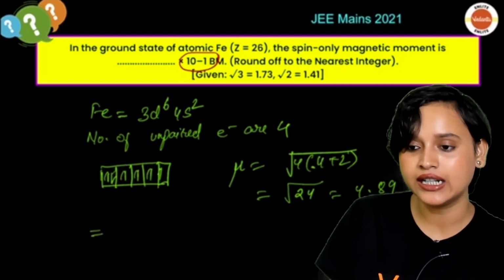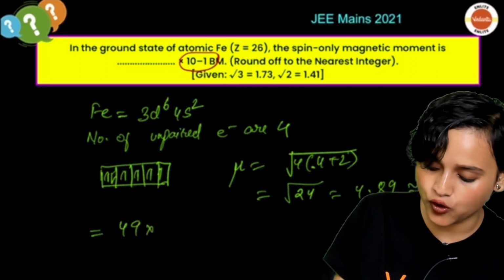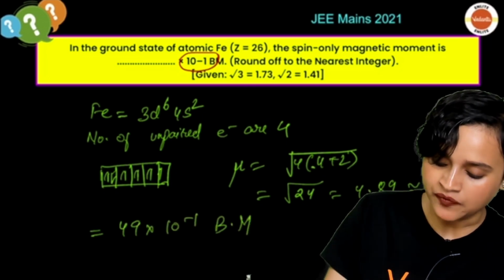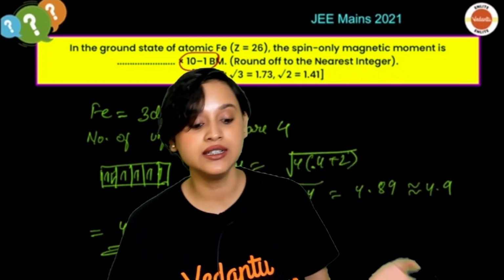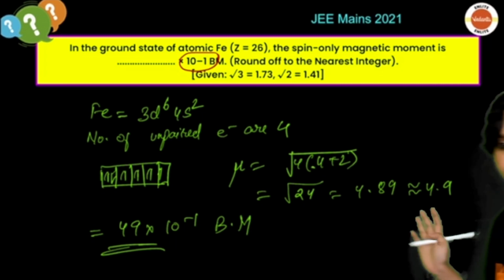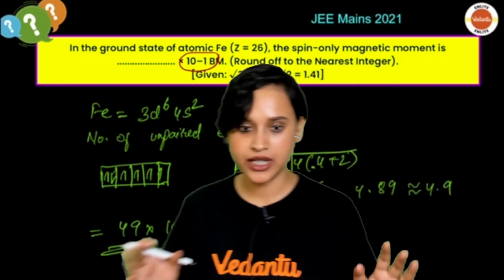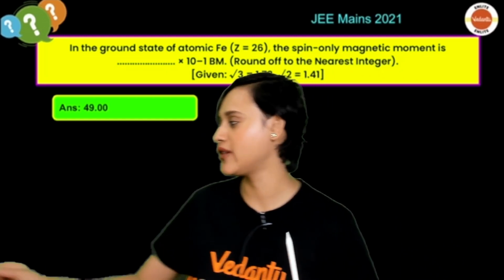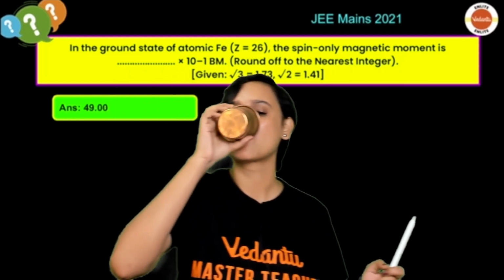Now, instead of writing it as 4.9, can I not write it as 49 into 10 to the power minus 1 Bohr magneton? I can write it. So that means your answer is 49, everybody. Check it out. I hope that I'm clear. Yes, everybody is clear with it. The answer is 49.